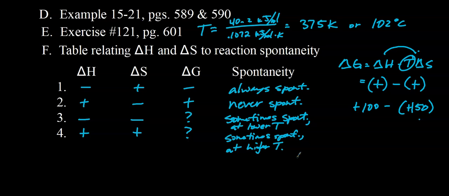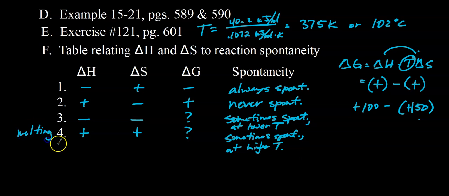All right, let me give you an example of this. And this is what's on page 586. Let's consider the process of melting ice. First of all, what number is this we're talking about? 1, 2, 3, or 4? Well, melting is endothermic, so it's got to be either 2 or 4. Melting involves changing from a solid to a liquid, so that involves an increase in entropy. So we're talking about number 4.